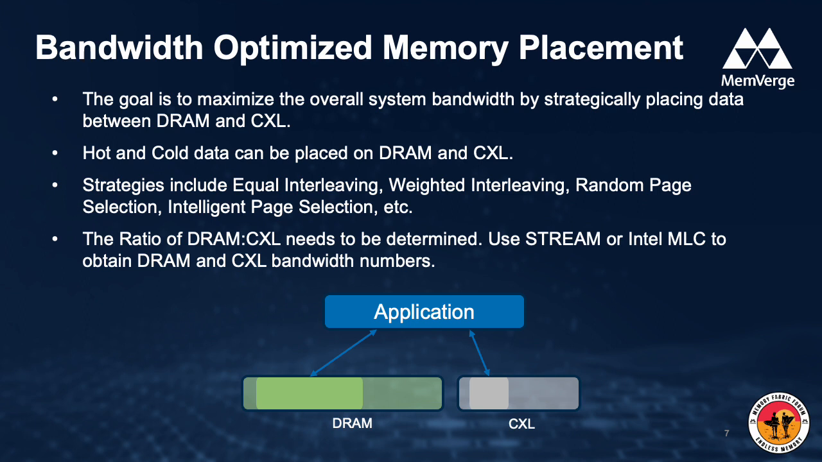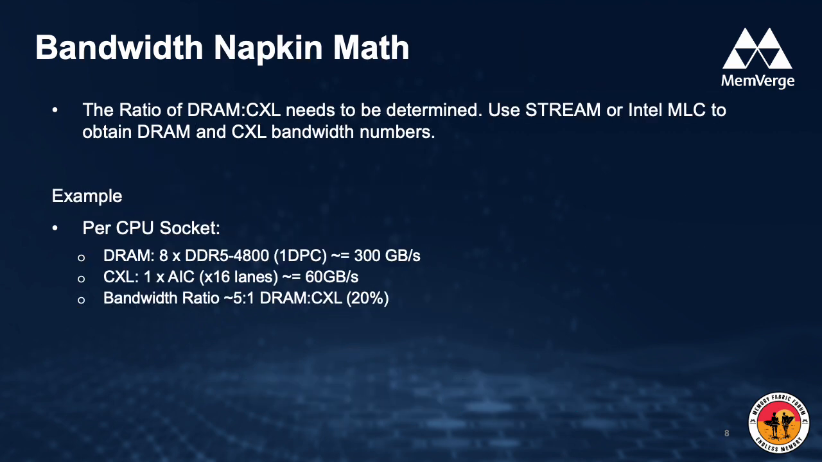But using either streams or Intel MLC, you can determine the actual bandwidth and throughput of your DRAM and CXL devices. So that helps us to calculate this ratio that we need to understand what weight we should place on CXL and DRAM for our algorithms.